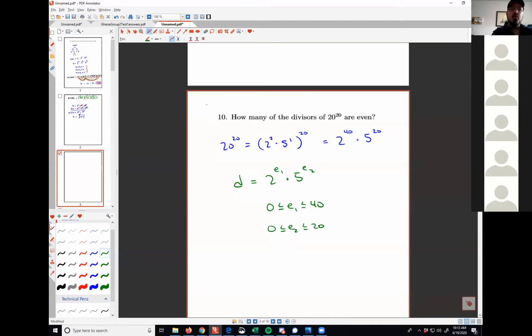So now, what must be true about the prime factorization of an even divisor? It would be a multiple of 2. What does that mean about the exponents? They must be even.